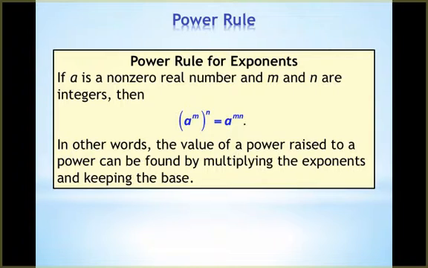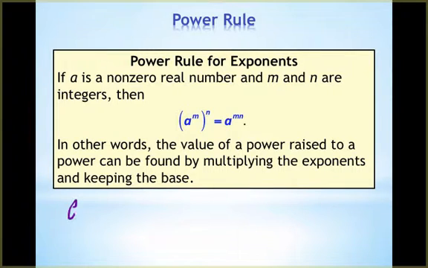Now our first new rule is called the power rule for exponents, and it says if you have a to the m, then that raised to the n, that would be a to the m times n. In other words, if you are taking a power raised to another power, you can find the answer by multiplying your exponents and keeping the base. And again, we'll look at why that works.